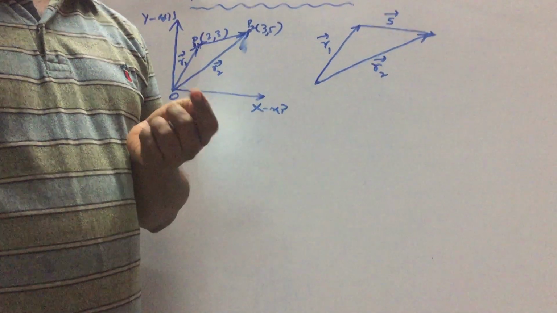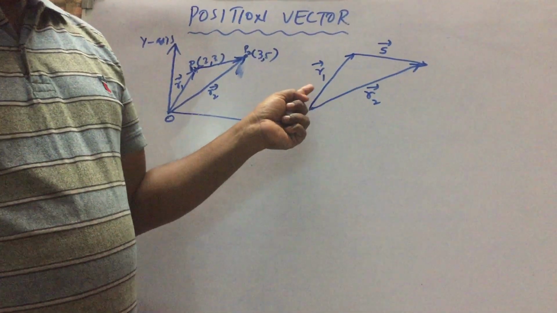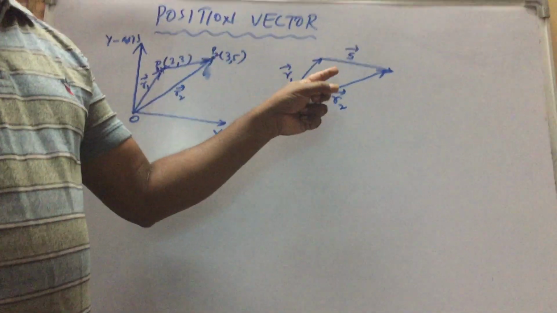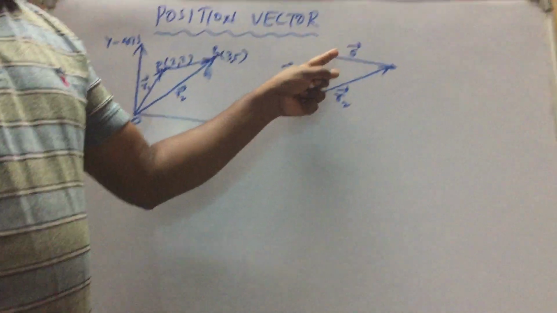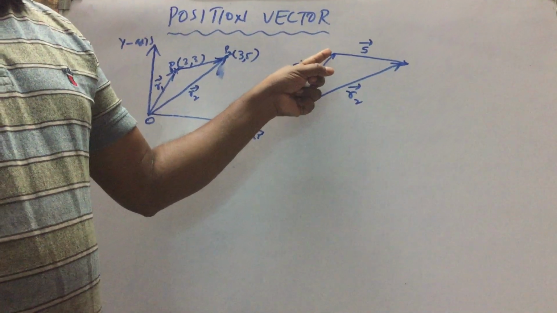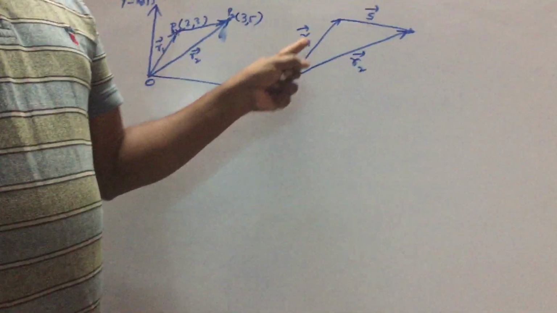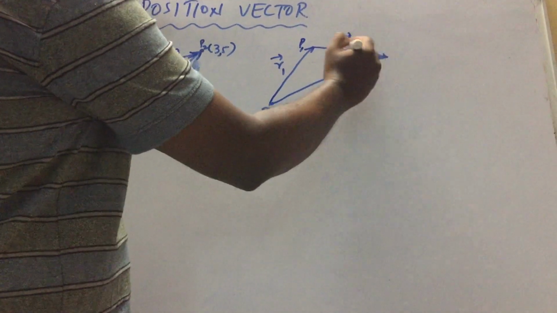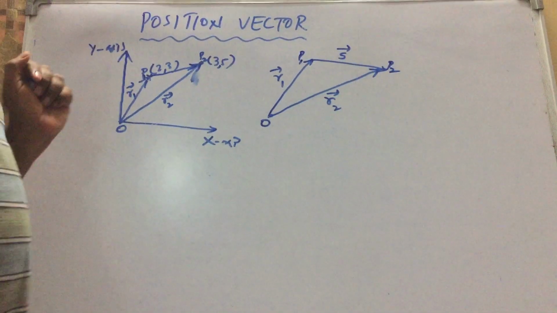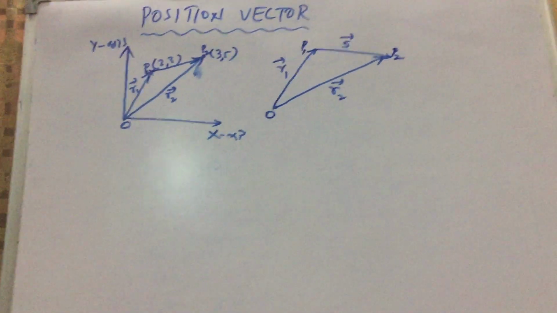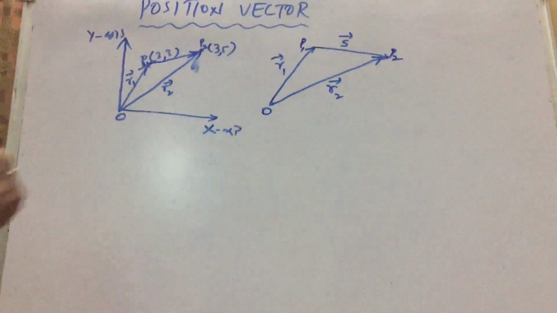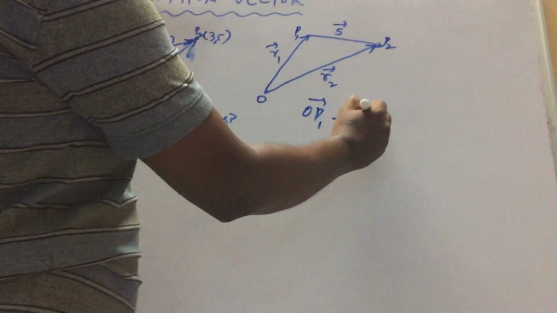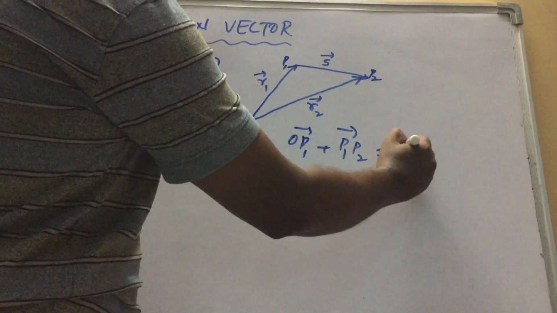According to the triangle law, what can we write? The triangle law says the tail of the second vector is joined at the head of the first vector. The first vector is already OP1, and here the displacement, P1P2, is the second vector. Now according to the triangle law, what can we write? Vector OP1 plus vector P1P2 will be equal to OP2.